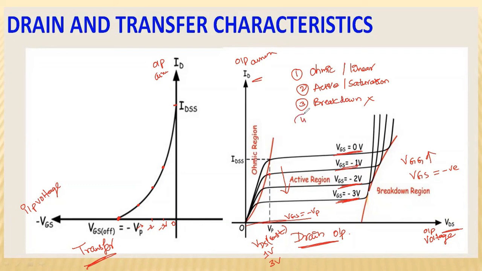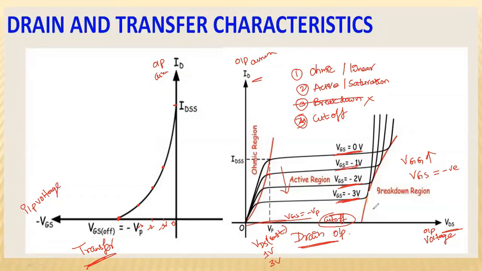And one more is there, that is the cutoff region. Generally we don't mention the breakdown region, so this is treated as the other region, that is the cutoff region. Ohmic region, active or saturation region, cutoff region. The cutoff region is not shown here. It is near the x-axis, in which the drain current is almost zero.